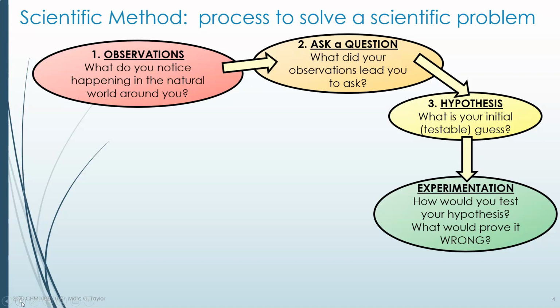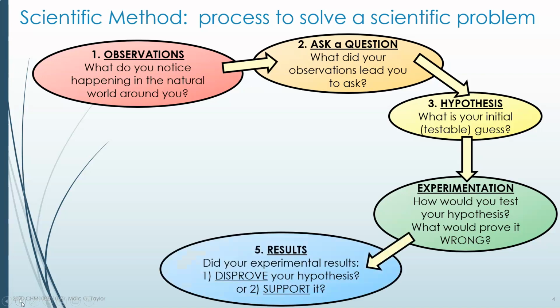And then you design a test that tests the hypothesis. And you have to ask yourself, what would prove my hypothesis wrong? What result would I get that would say my hypothesis was wrong? So then you do your experiment and you look at your results and you ask yourself, does the result disprove my hypothesis or does it support it? We don't tend to say that it proves it because you can't really prove a hypothesis. You can't really prove a theory. You can only disprove it or support it.